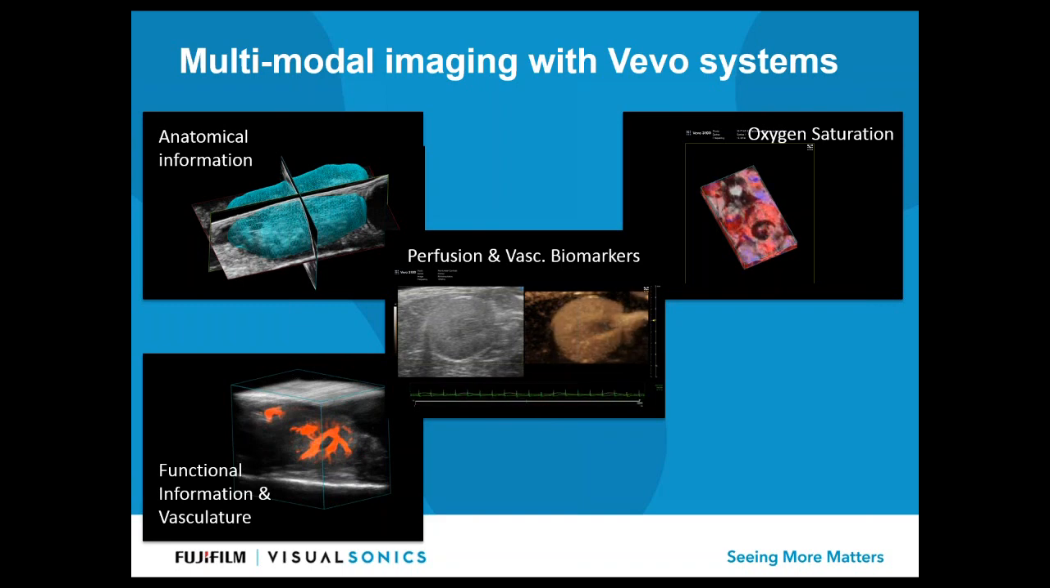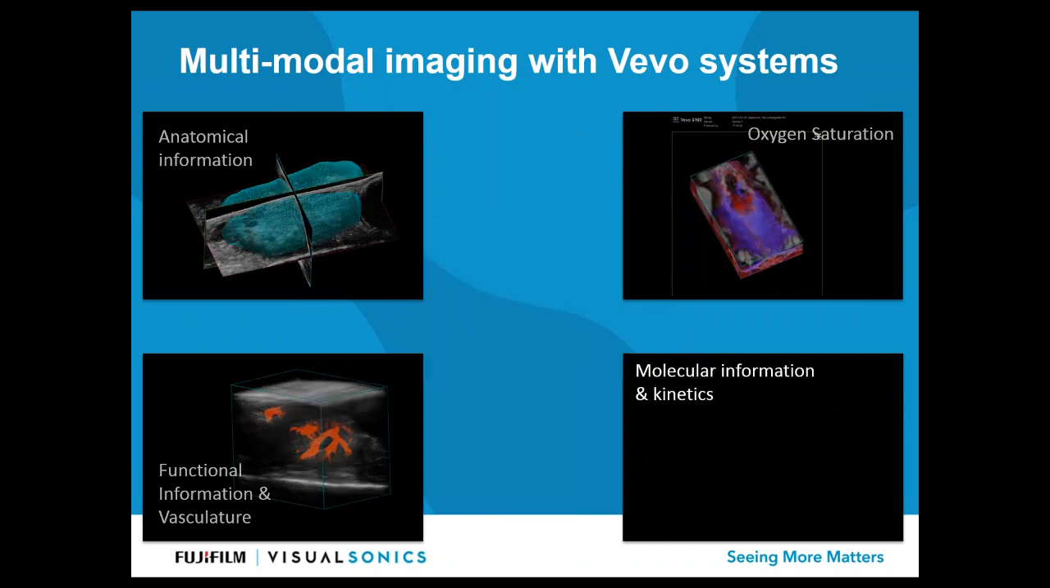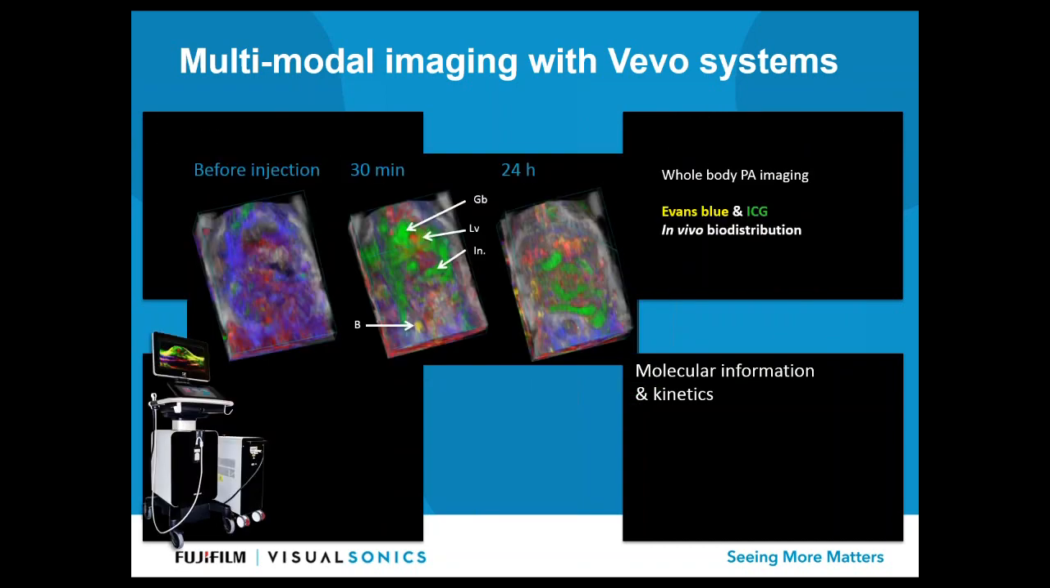And as a last step, I hope this works now, you also can add other molecular information using photoacoustics, where we can study, for example, kinetics of injections of different dyes. In the example I brought you here, we have Evans Blue and ICG. And we can monitor this in vivo biodistribution over time.